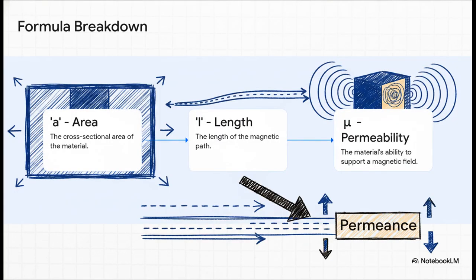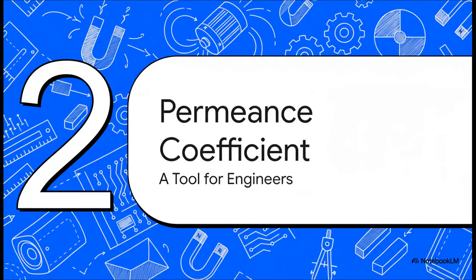All right, let's look at what's going on here. First, A is the cross-sectional area of the material. Just think of it as how wide our magnetic highway is. Then we have L, which is the length of the magnetic path, or how long that highway is. And finally, we have mu, which stands for the permeability of the material itself. That's just its natural ability to support a magnetic field. So you see, a wider, shorter path made from a highly permeable material will give you the highest permeance. Simple!